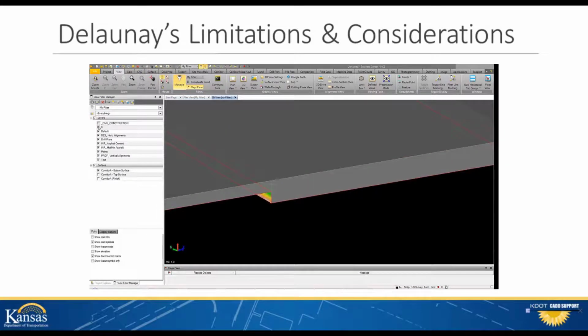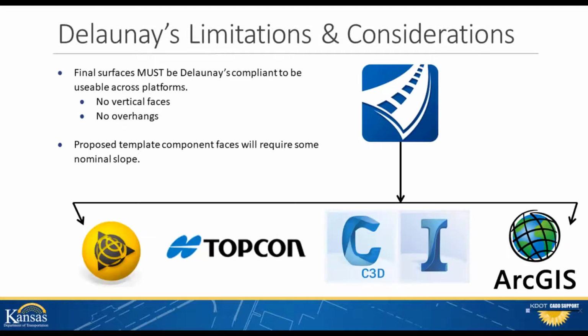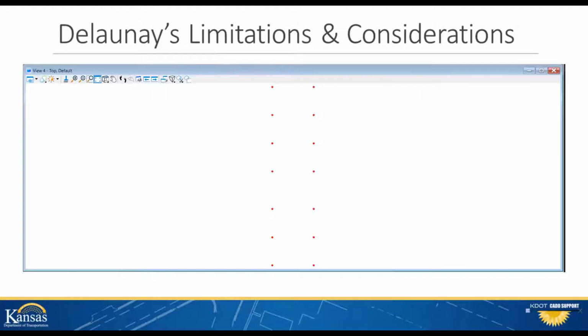There are too many applications in our industry to fully list here, but nearly all of them require delivered surface information to be Delaunay's compliant, meaning the data from one software, like OpenRoads, can be imported and retriangulated in some other application without errors. Now let us look at an example of a dataset that contains points that have been collected which have the same horizontal position but unique elevations to see how this affects the final triangulation.